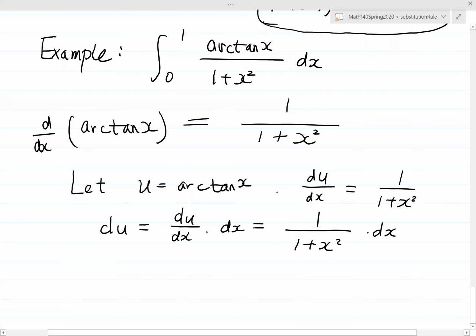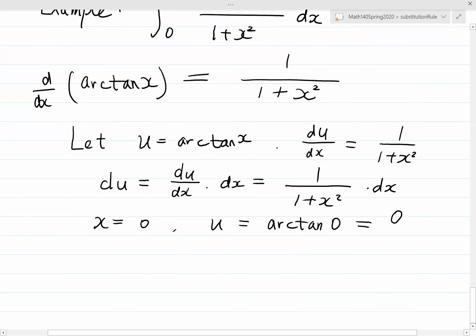So when x is 0, the corresponding u is arctan of 0. Arctan of 0 is 0 because tan 0 is 0. When x is 1, u will be arctan of 1, which is 45 degrees, or pi over 4.